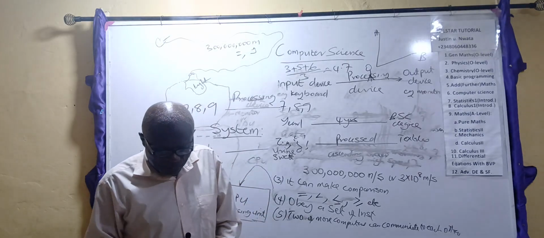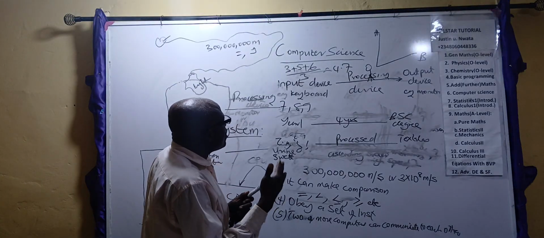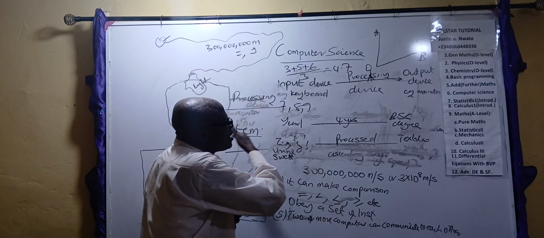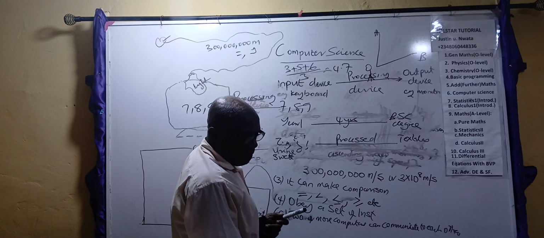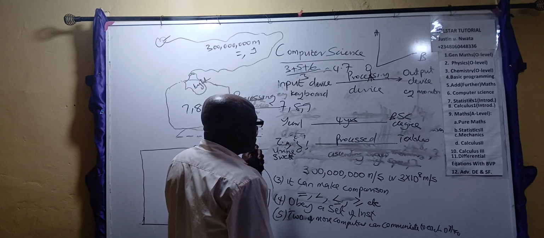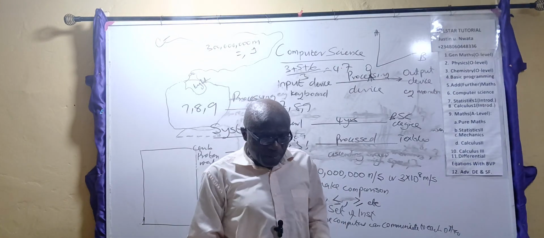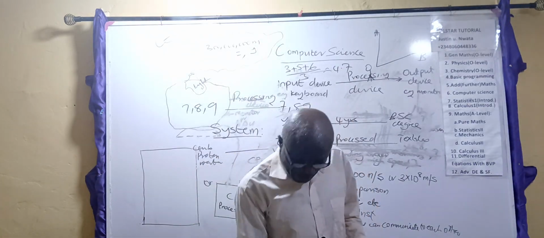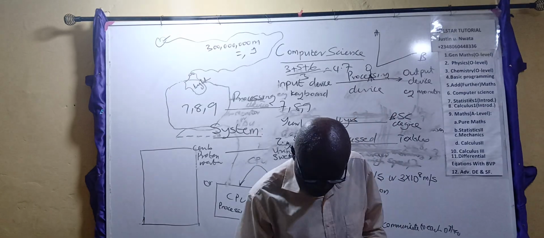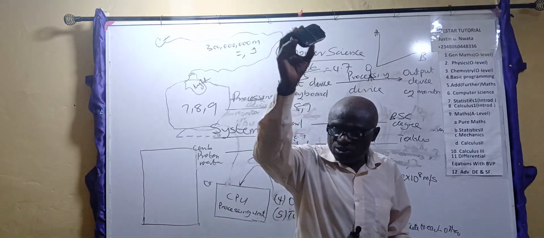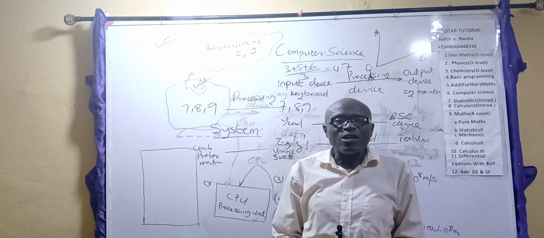A system. So the reason why we call the computer a system is that what you input, called data, is different in one way or another from what comes out, which is information. Once what goes in undergoes some process and comes out different, such a thing is referred to as a system. So when you see people calling all these things a system, you understand the reason. This is the first lecture under computer science.